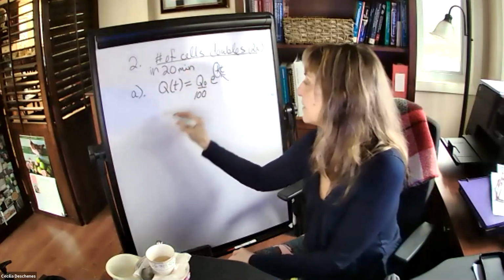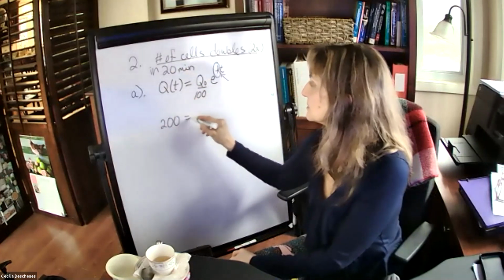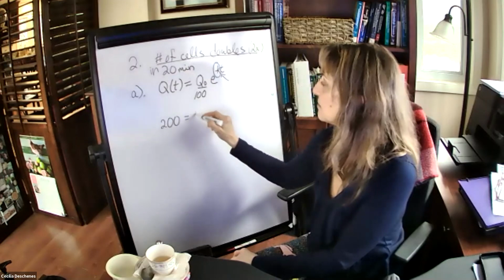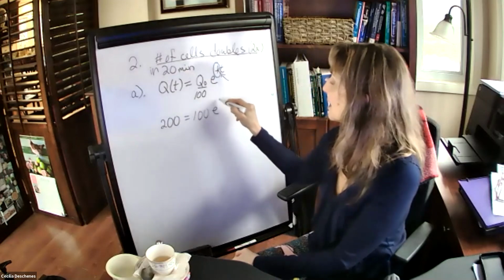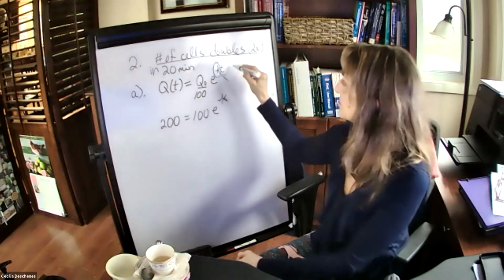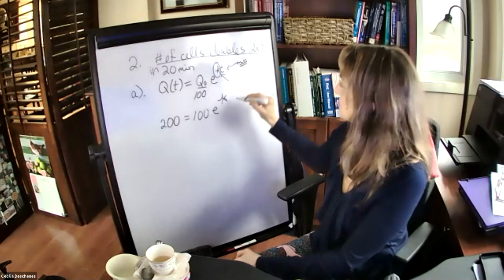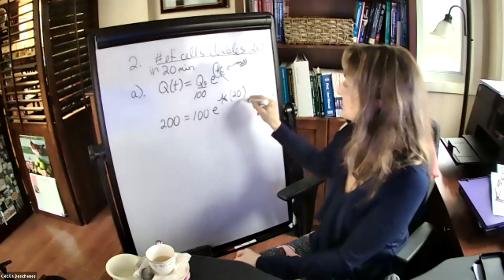What that means is that whatever this initial is, it's going to be double in 20 minutes. So in 20 minutes, it's going to be double. We don't know K, but we know that this is going to be measured in minutes. Right, so this is in minutes, and we're going to put 20 here.